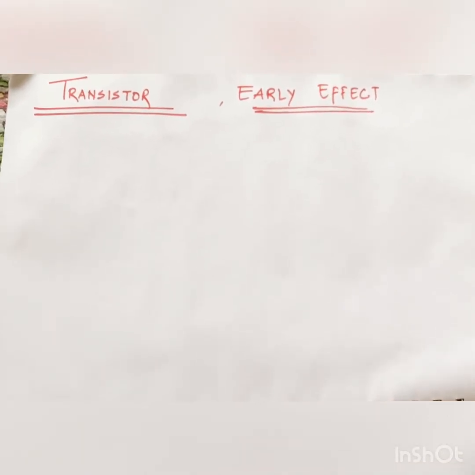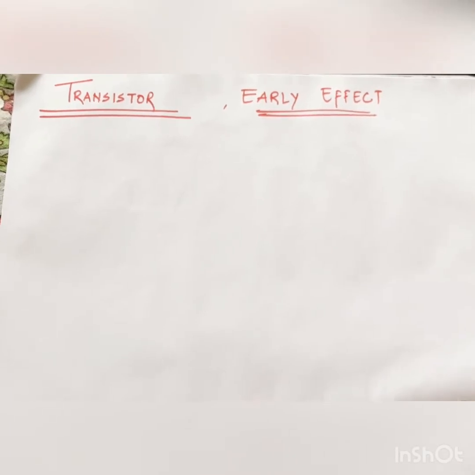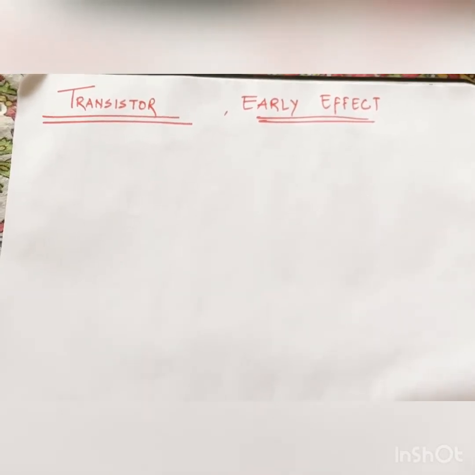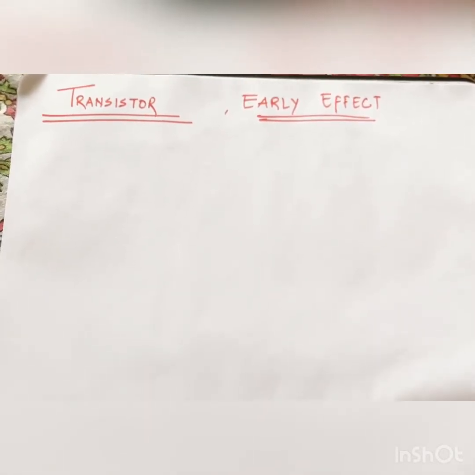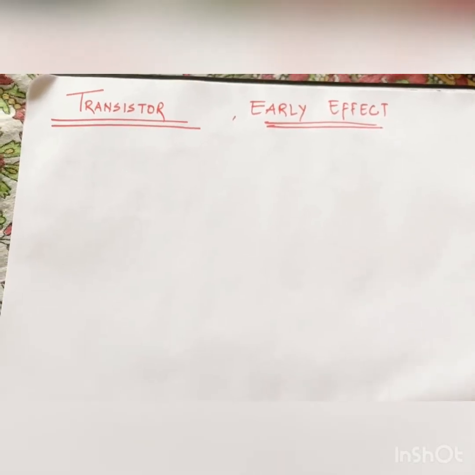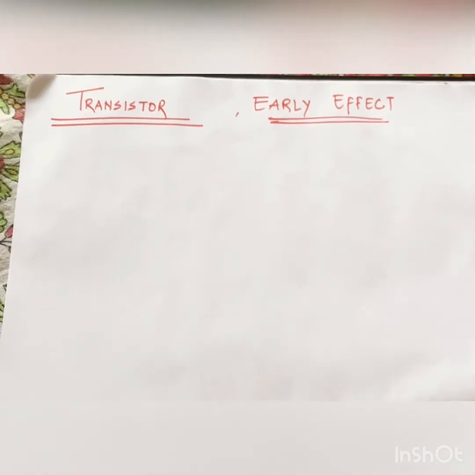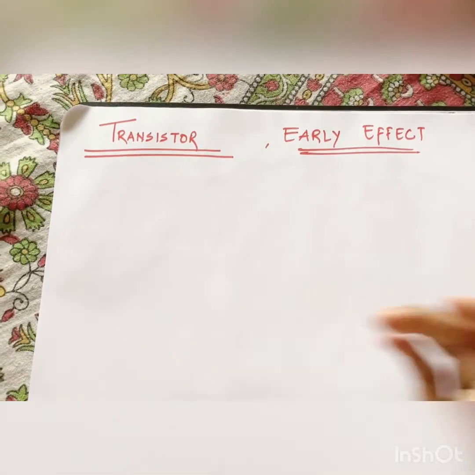I have already uploaded a video on the PN junction diode, the depletion region and the VI characteristic. I'll mention the link in my description box. You can check it there. I'm assuming that you already know about it, so I'll directly move on to the transistor.